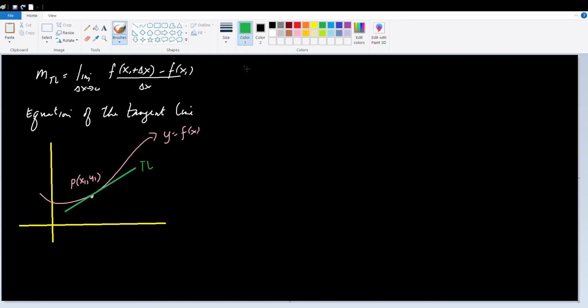We have the standard form, the point slope form. One of the standard forms of the equation of a line is the point slope form, which is y minus y1 equal to m times x minus x sub 1. Or equivalently, that is y minus f of x1 equal to m times x minus x sub 1.